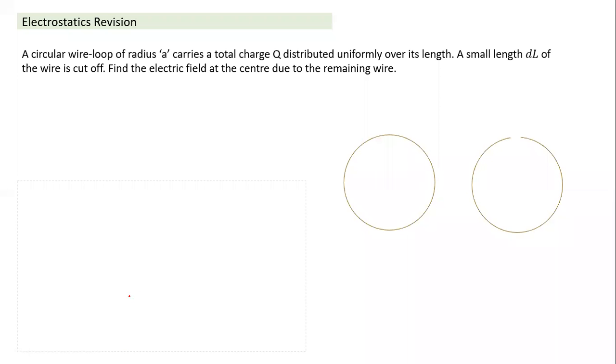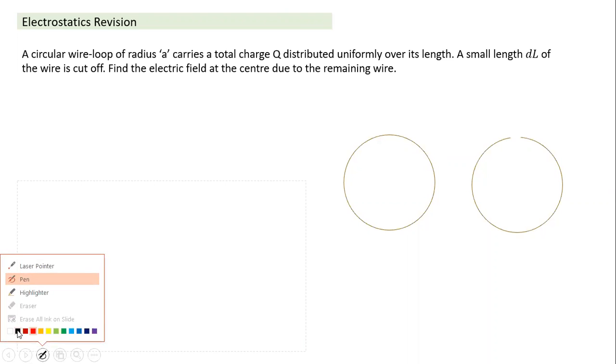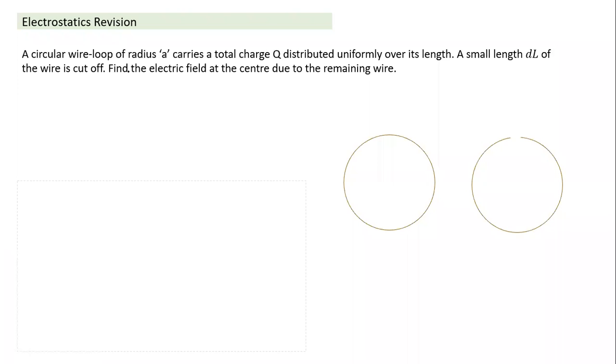So, okay, we'll continue further with electrostatics. And this is what you see on the screen. There's a circular wire loop of radius r, which has a total charge q distributed over its length. So, the total charge q over this entire wire. And if a small length dl of wire is cut off, so this small piece here, equal to length dl, is cut off from here. In that case, what is the electric field at the center due to the remaining piece of the wire?